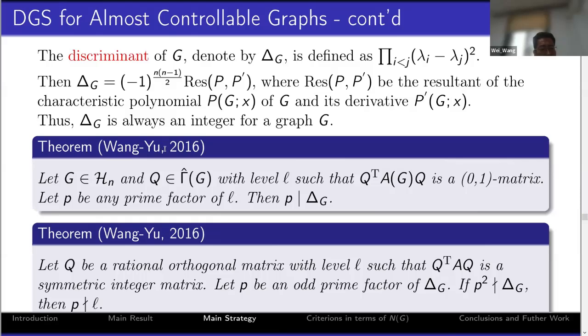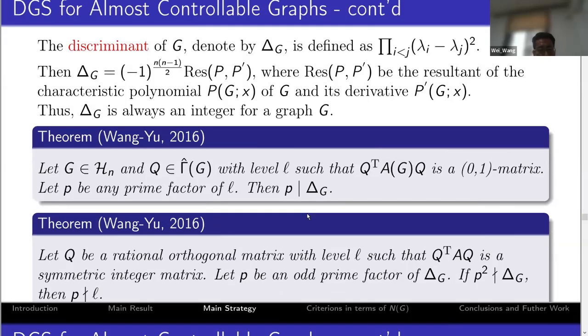two theorems actually by Wang and Yu in 2016. Suppose G is almost controllable and Q belongs to hat gamma G with level L such that Q transpose A G Q is a 0, 1 matrix. Then let P be any prime factor of L, then P divides the discriminant of G. That means any prime divisor of L must be a divisor of the discriminant of G.